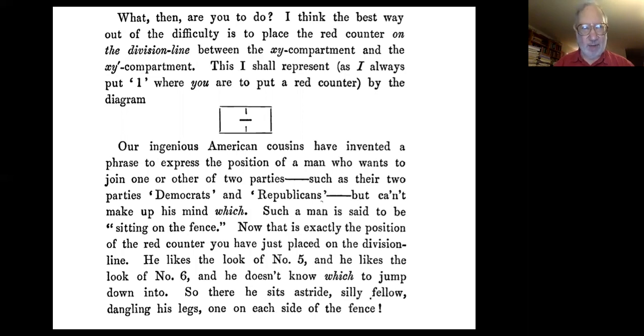This I shall represent as I always put one where you are to put a red counter by the diagram. Our ingenious American cousins have invented a phrase to express the position of a man who wants to join one or other of two parties, such as their two parties, Democrats and Republicans, but can't make up his mind which. Such a man is said to be sitting on the fence. Now that is exactly the position of the red counter you have just placed on the division line. He likes the look of number 5, he likes the look of number 6, but he doesn't know which to jump down into, so he sits there astride, silly fellow, dangling his legs, one on each side of the fence. And if you're a reader of Wonderland and Through the Looking Glass, it does remind you of Humpty Dumpty sitting on the wall.